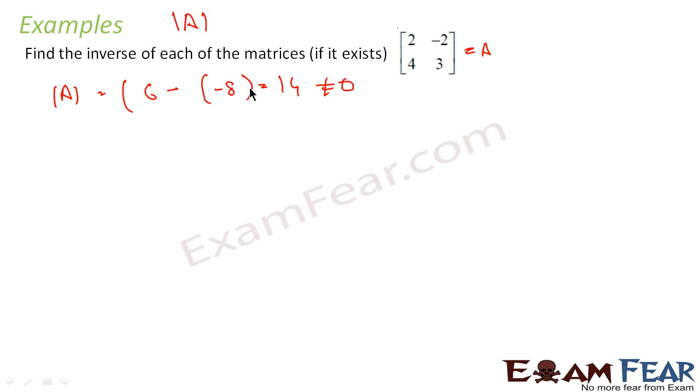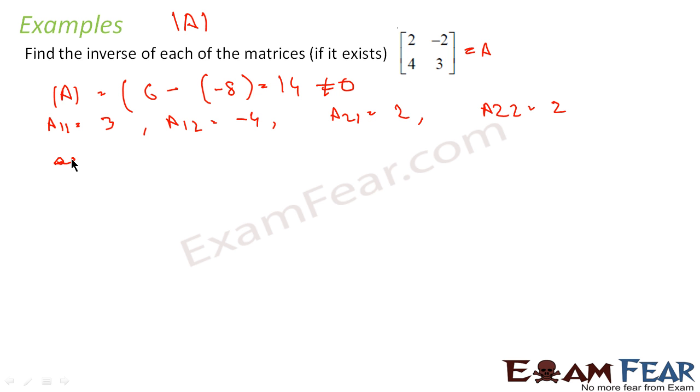The second thing is I have to find the adjoint of A. For the adjoint of A, I have to find all the cofactors. A11 will become 3. Similarly, A12 will become minus 1 into 4, that is minus 4. A21 will become minus 1 into minus 2, that is 2, and A22 has become this guy, 2. I'm just using a shortcut because I assume that you know how to find cofactors. If you don't know, please watch my earlier videos for the same chapter where I have taken some examples where we found the cofactors in a slower manner so that you can understand it.